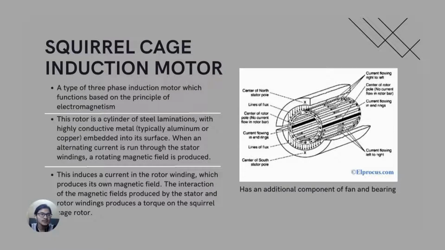The squirrel cage induction motor also has additional components, a fan and bearings. A fan is attached to the backside of the rotor to provide heat exchange, and hence it maintains the temperature of the motor under a limit, while the bearings are provided as the base for rotor motion, and they keep the rotation of the motor smooth.